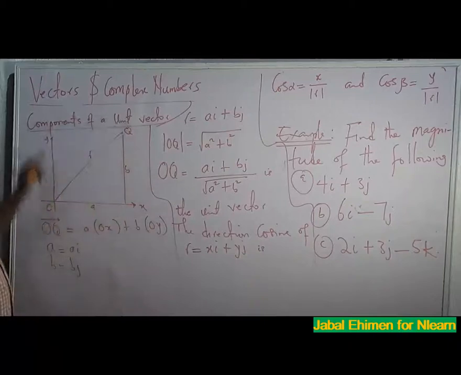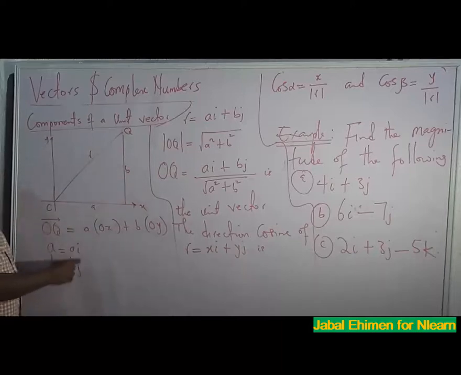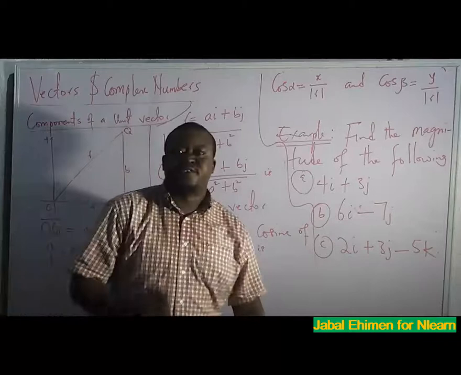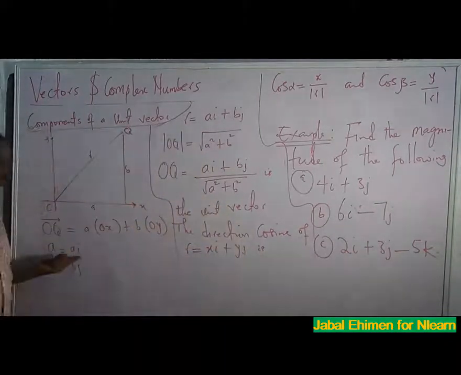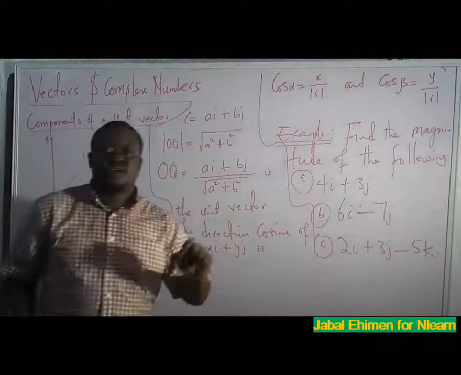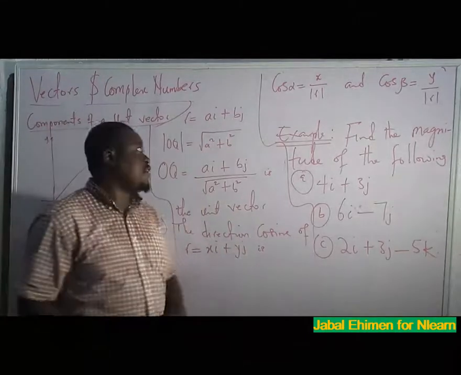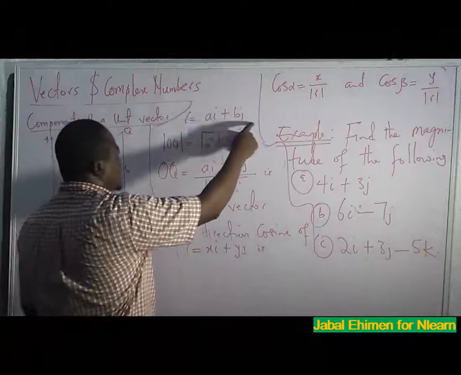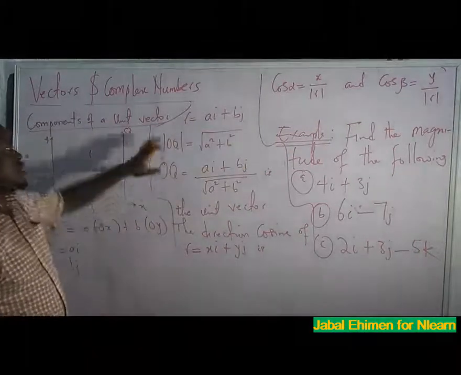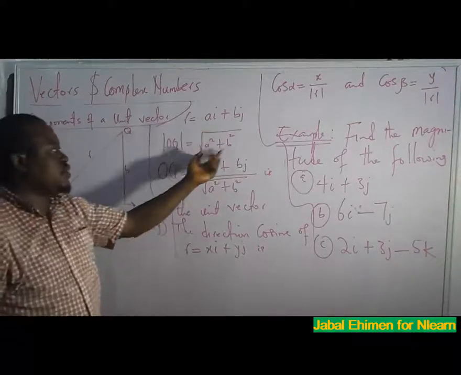This is OY, still the same thing, equivalent to this. So A on this direction is equal to Ai. The i itself is the representation of a unit vector. The i stands for that unit vector, and the j, b is also a unit vector. So the vector is equal to Ai plus Bj. The magnitude, which is the modulus of the vector, is root of A squared plus B squared.